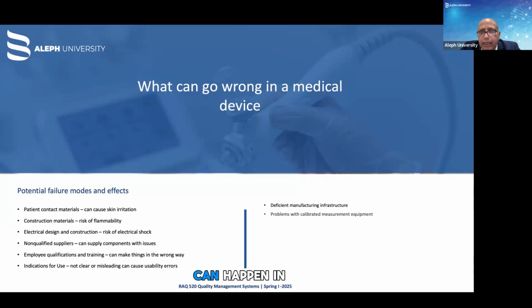Other problems that can happen in a manufacturing environment are problems with the measurement equipment. Maybe it's not well calibrated, maybe it's out of calibration, maybe it's broken, and that can also cause incorrect readings. So we need to make sure that manufacturing companies have calibrated, validated equipment.